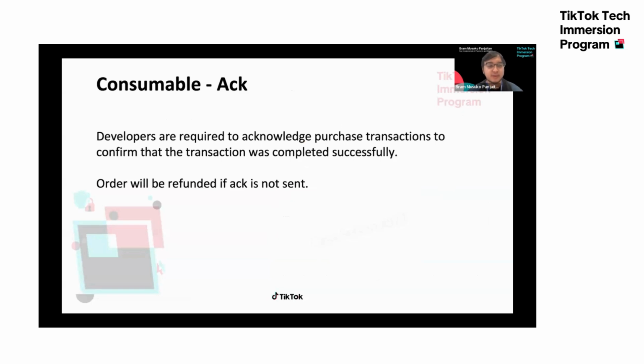Okay, then for consumable, there's a term called ACK. ACK stands for acknowledgement. So as a developer, we are required to acknowledge the purchase transaction to confirm that the transaction was completed successfully. So if we already sent the user the coins, we should do the acknowledgement to Google that tells Google that this whole transaction is already complete. If we don't send the acknowledgement, Google will auto refund the order after several days. So yeah, this is one of the important things in the payment flow for the consumables.